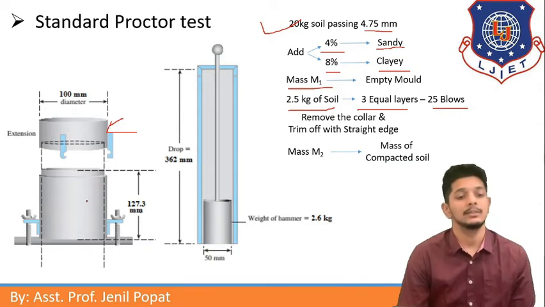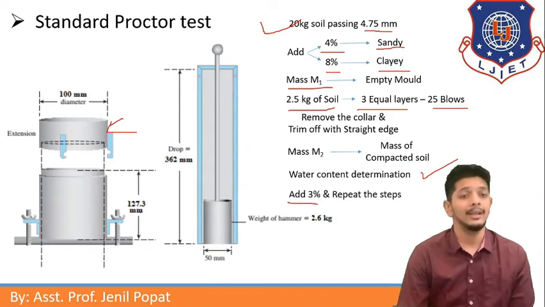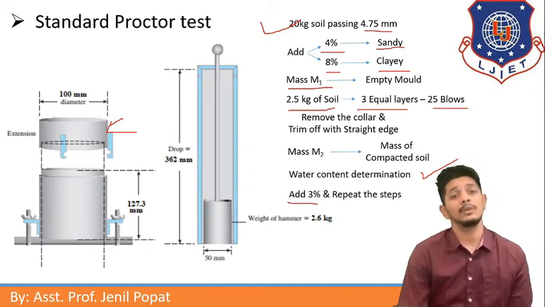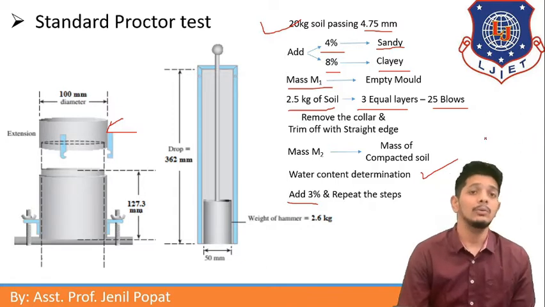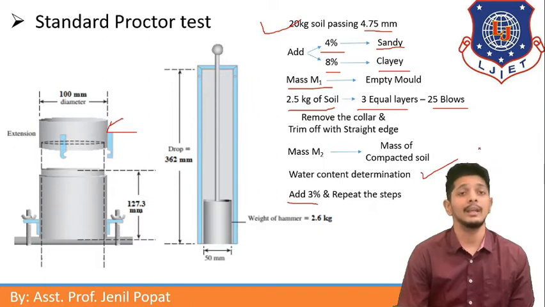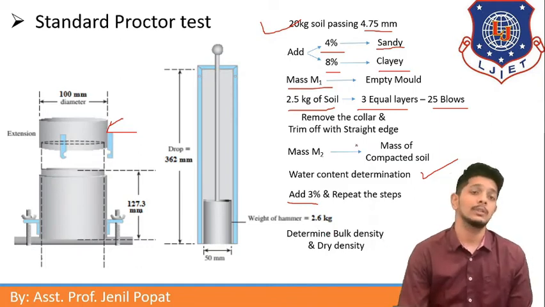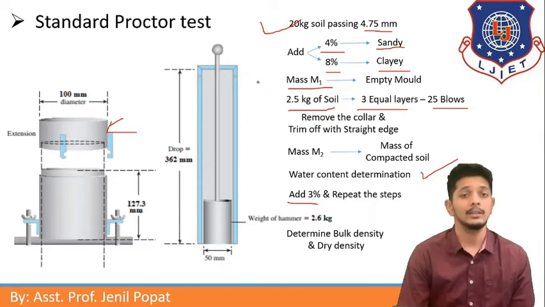After that, we will send some soil for water content determination, and furthermore we will increase the water content by 3% and repeat the steps. This way we can take 5 to 7 different samples so that we can calculate accurate MDD and OMC for a soil. Then determine bulk density and dry density. So this is how the standard Proctor experiment is done.